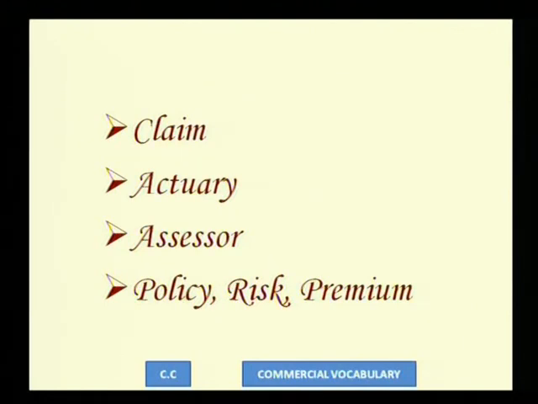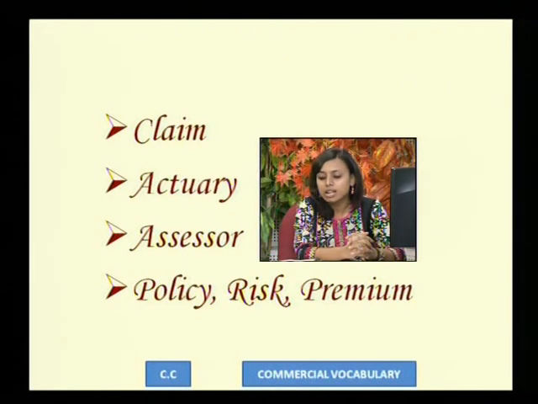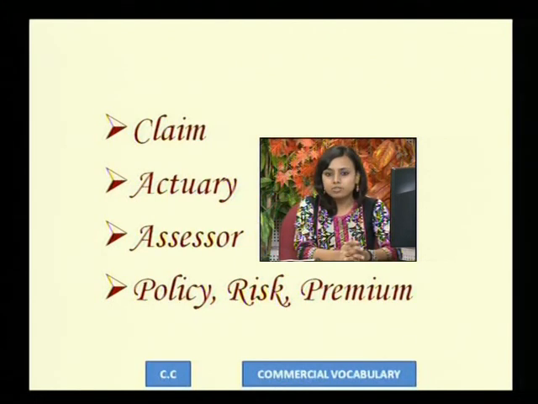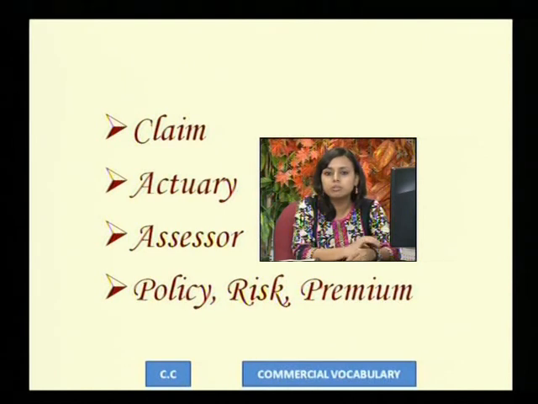The second term is actuary. Actuary is a person who calculates the risk for an insurance company. Next is assessor. Assessor is a person who calculates the value of something. Next three terms are policy, risk and premium. Policy is a contract of insurance. Policy mentions every term that needs to be followed.